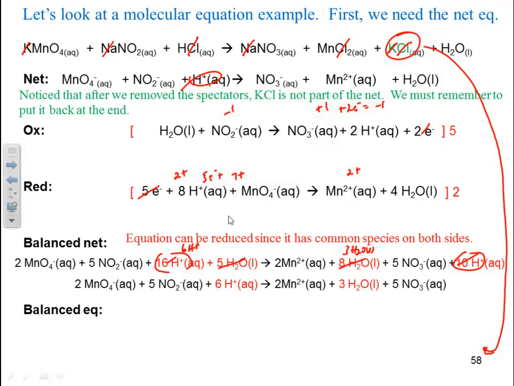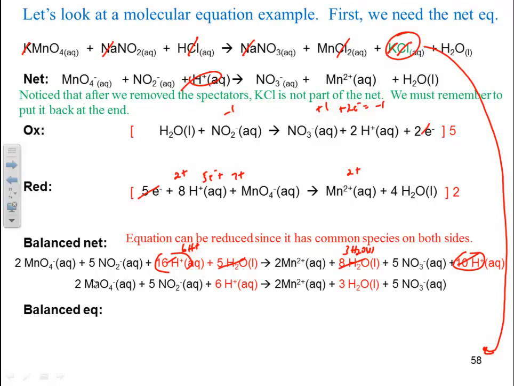So at this point, all my atoms and charges should be balanced. Let's check it out. I have 2 Mns and 2 Mns, manganeses, so that's balanced. I have 5 nitrogens, 6 hydrogens, 6 hydrogens. I've got 8 oxygens plus 10 oxygens, that's 18 oxygens. We've got 3 oxygens, and 5 times 3 is 15, plus 3 is 18 oxygens. So the atoms are balanced.